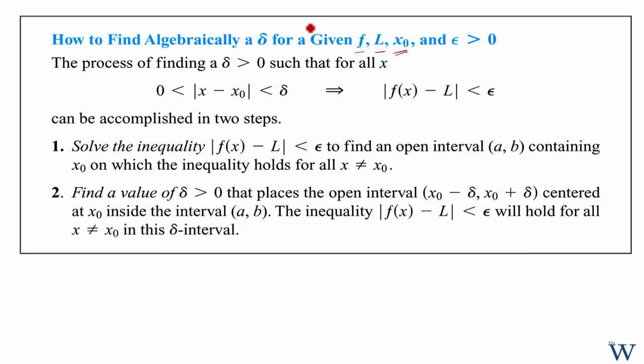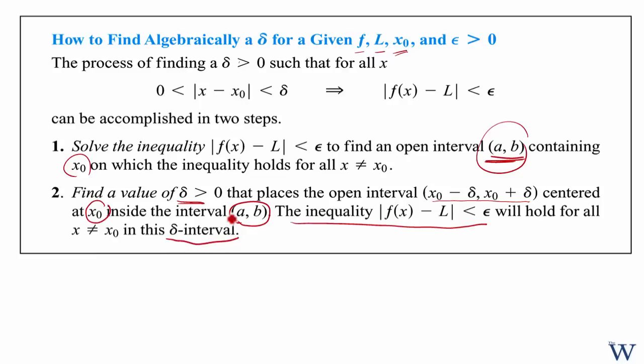The process of finding a delta involves two steps. First, you solve the inequality like we started in the example that I gave you. We solve the inequality |f(x) minus L| less than epsilon, and we will find an open interval that will contain x sub 0. And then from there, we will be able to find a value of delta so that this open interval centered at x sub 0 will be contained in the interval (a, b), which we got from step 1. If we find that delta, then this inequality will hold for all x's in that delta interval.